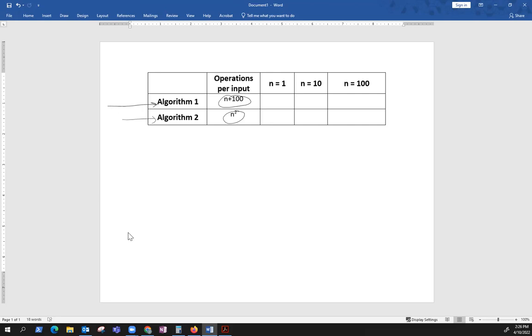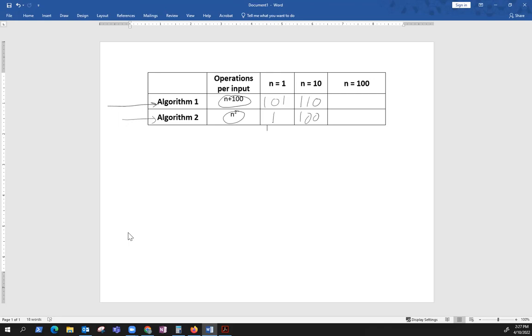Well, if you only have one single input, then algorithm 1 for one input will take 101 operations. Algorithm 2, if you input one input, n equals 1, it will run in one operation. So in this case, algorithm 2 runs faster because there's fewer operations. If we go up one order of magnitude to n equals 10, well, algorithm 1 will run in 110 operations. Algorithm 2 runs in 100 operations. So algorithm 2 is still slightly more efficient, but computers are so fast these days that 10 operations really isn't anything.